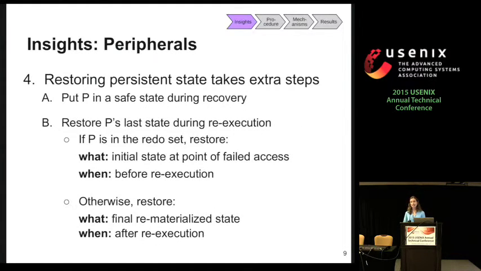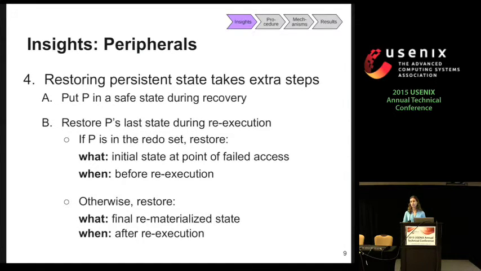Finally, the lasting state that persistent peripherals have requires a few additional steps. First, at the beginning of redo mode, all persistent peripherals need to be put into a safe state so that they're not operating erroneously during recovery. So for instance, with a motor, you'd probably want to set its speed to 0 so it doesn't continue running while you're doing the recovery process.